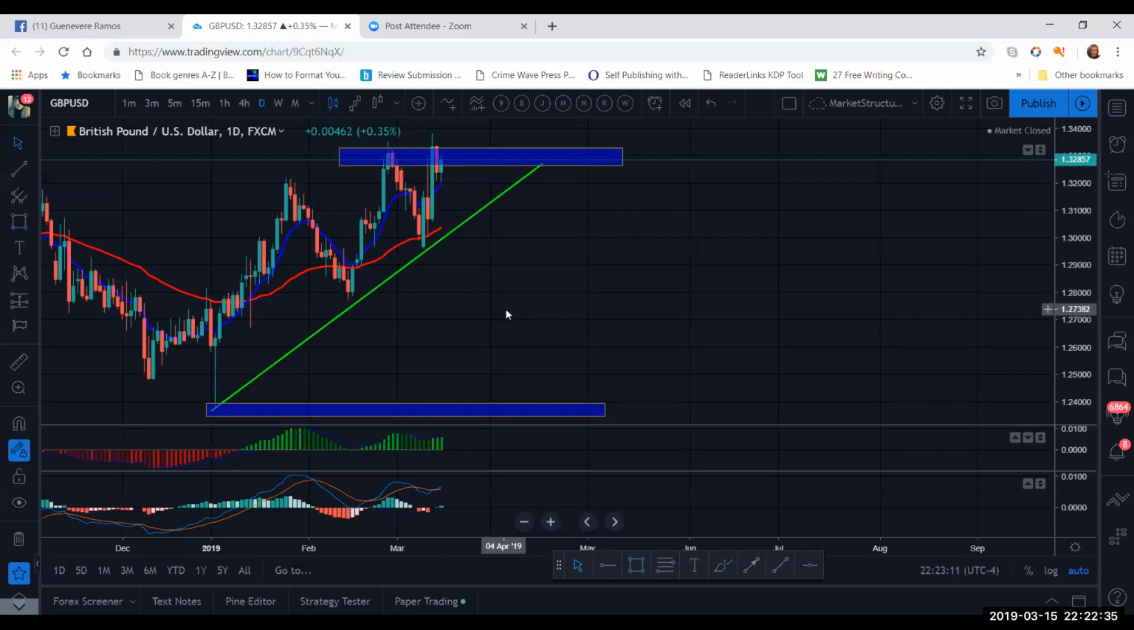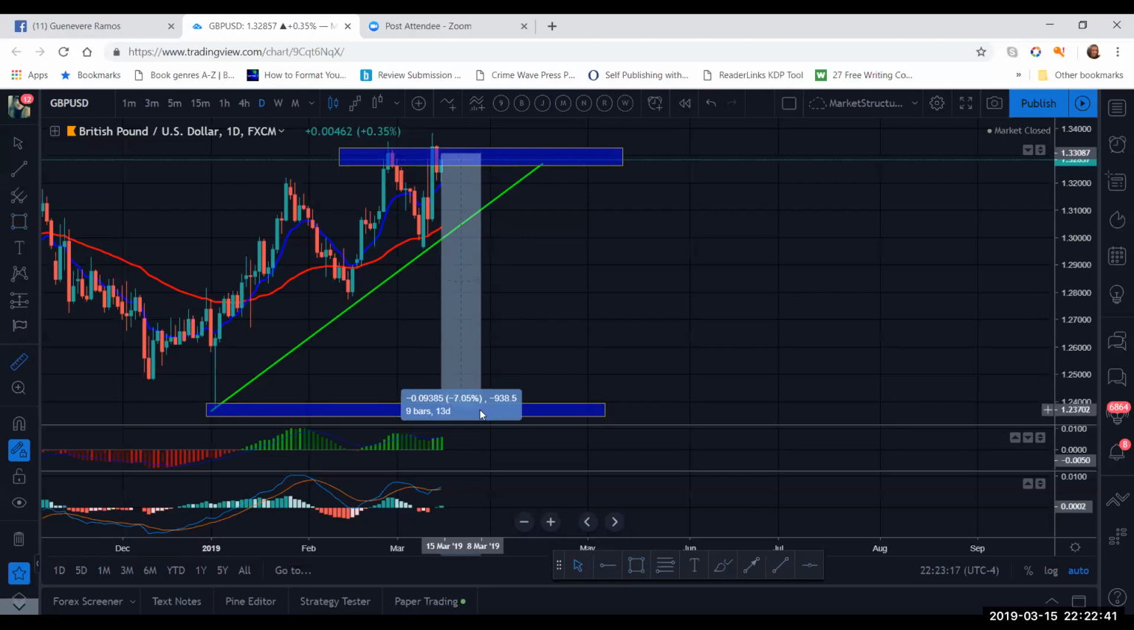Because the last time it reversed, looking at our supply zone and demand zone, the last time it reversed, it came down over 900 pips.